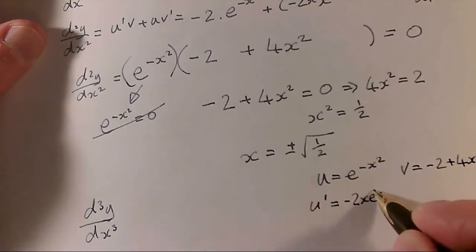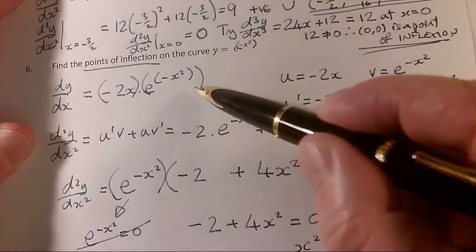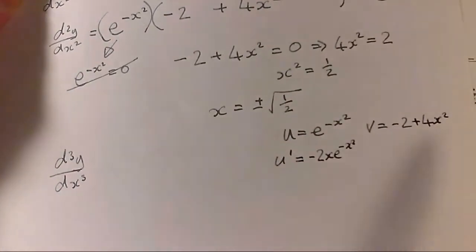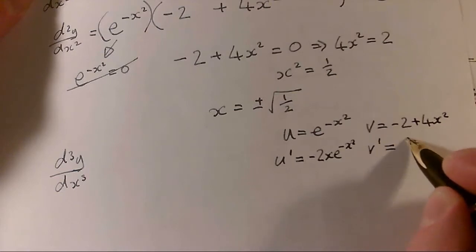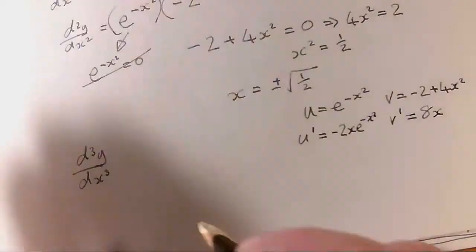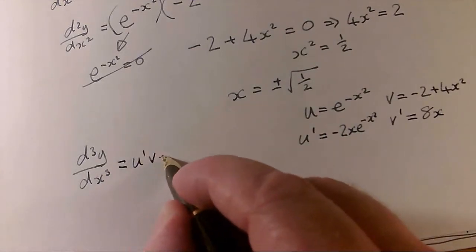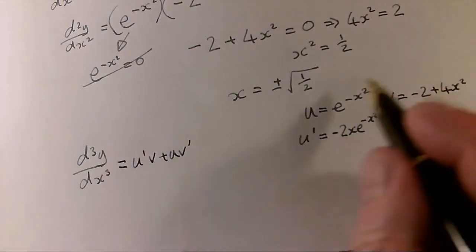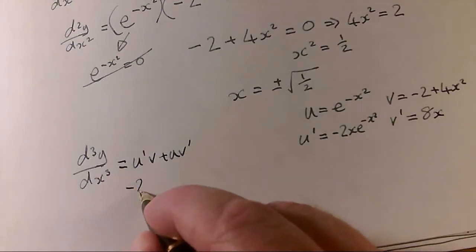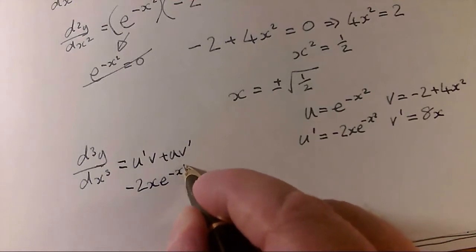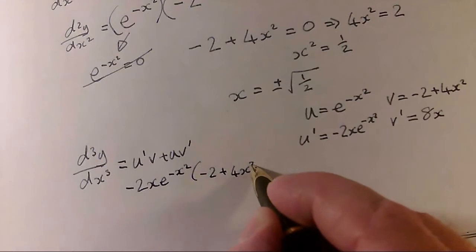The answer is minus 2x e to the minus x squared, just as it was the first time I did it. And differentiating to get v dashed, minus 2 disappears, so it's just 8x. So d3y by dx cubed is, well, it's still u dashed v plus u v dashed with this new u and v. So u dashed v is going to give me minus 2x e to the minus x squared, brackets minus 2 plus 4x squared.